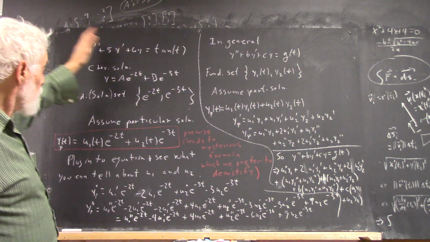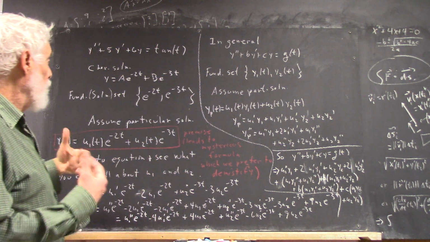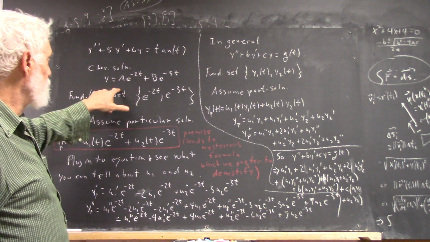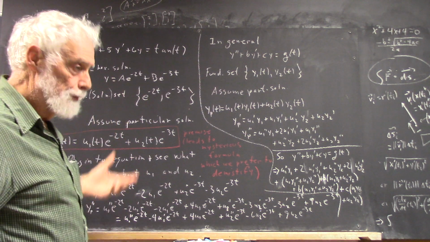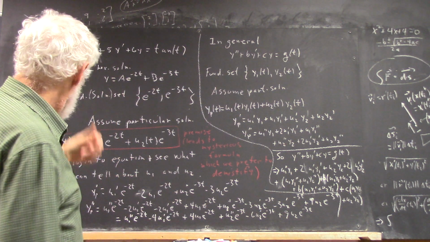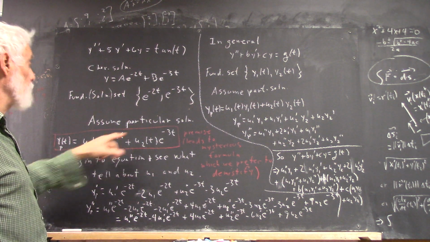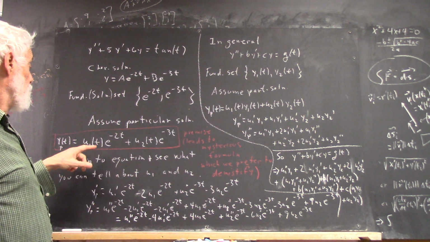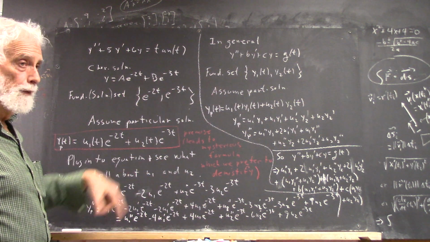That is a solution to this actual equation. As we saw before, you add a particular solution to your general solution, or your characteristic solution, and you have the general solution to the equation. Okay, so we're going to assume y sub p of t, p standing for particular, is u1 of t, e to the negative 2t plus u2 of t, e to the negative 3t.